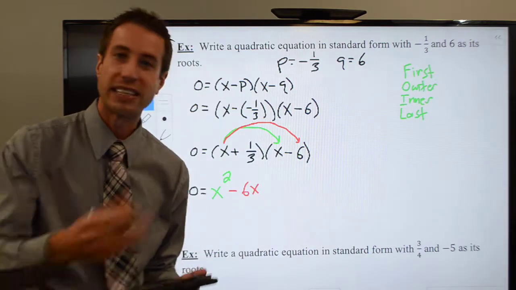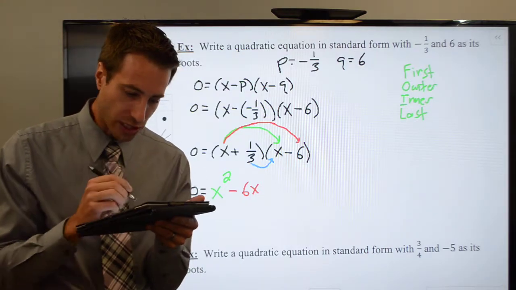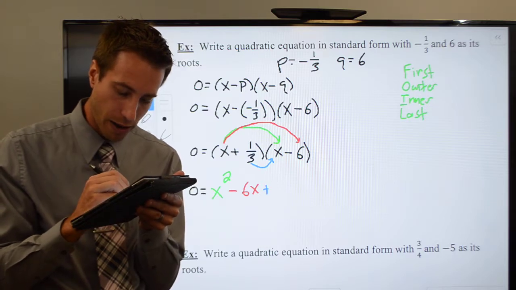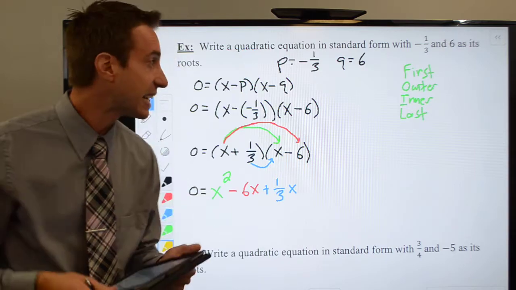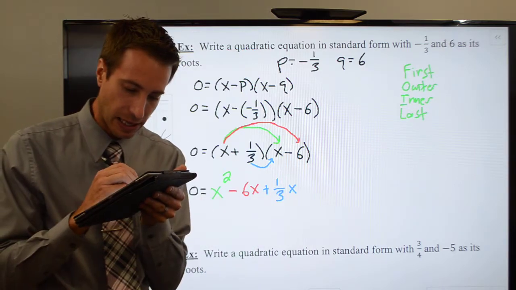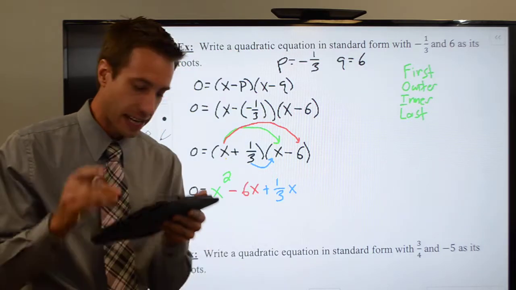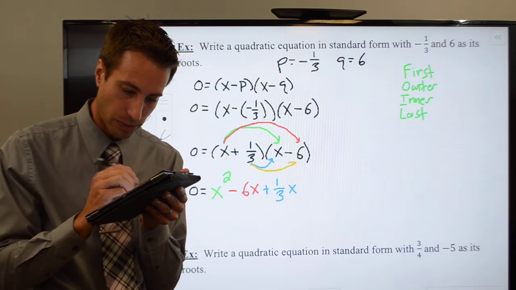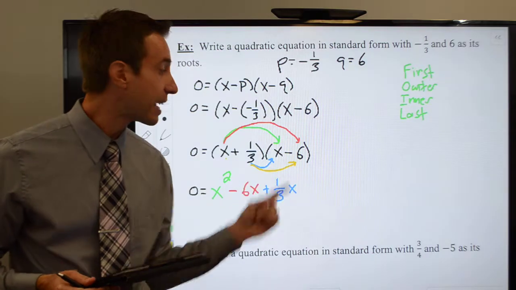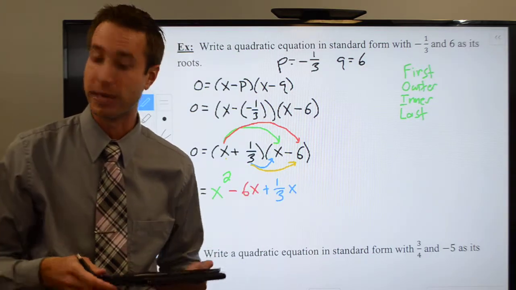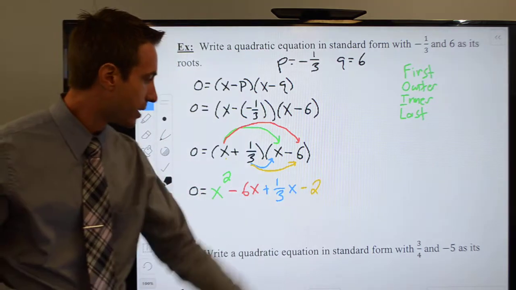Next is inner, that's going to be the inner terms, so that would be these guys right here, which is going to give me a positive 1/3 x. And then finally is L, which stands for last. That's going to be the last terms in each of the binomials. 1/3 comes last, the negative 6 comes last, and so we would multiply those guys together. And what I wind up with is a negative 6 times 1/3. The 6 divided by 3 would be 2. So you wind up with a negative 2. All right. Hopefully you can see that.